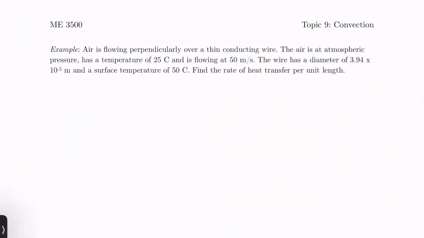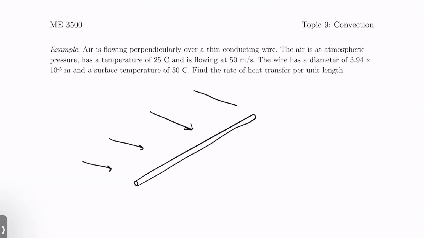In this example, we have air flowing perpendicularly over a thin conducting wire. So I'm going to draw our thin conducting wire like so. And then our air is flowing perpendicularly. So that's what this means.